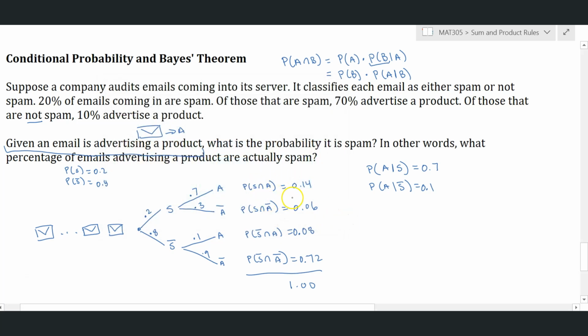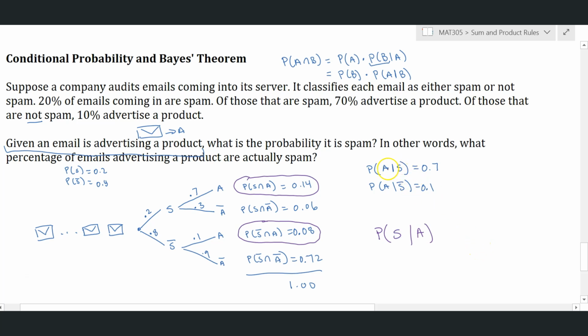What emails here are advertising a product? Well, it's this one right here. That's advertising a product. Those emails right there, those 14% of all the 100% are advertising a product, as are these. These are also advertising a product. So what we're asking for is out of all the emails that are advertising a product, so given that it's advertising, what percentage of them are spam?